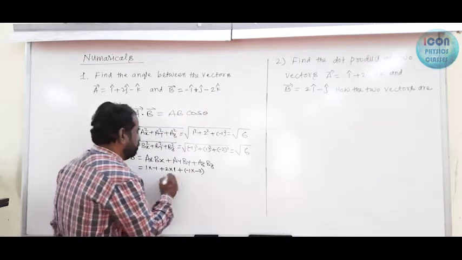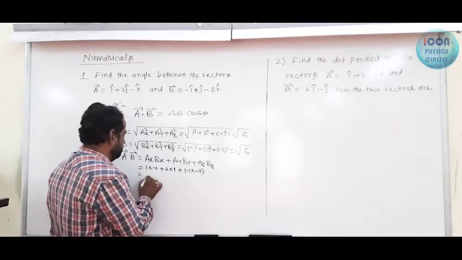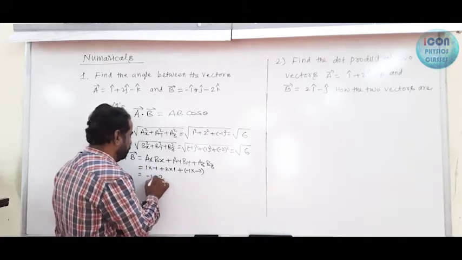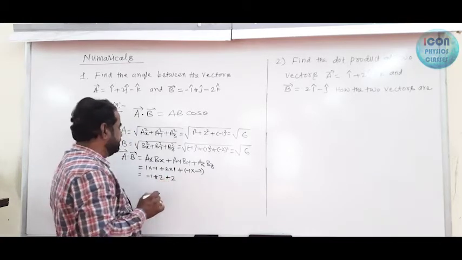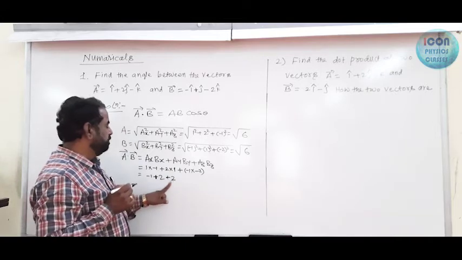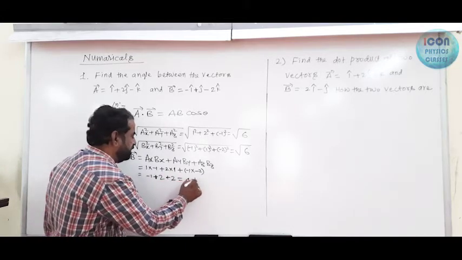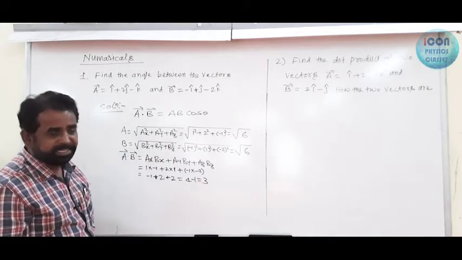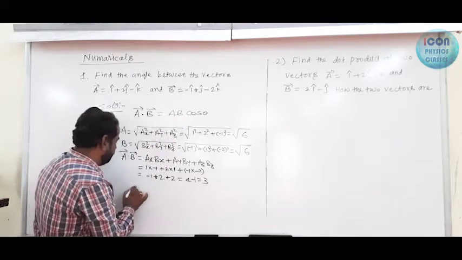So what is the dot product here? 1 into minus 1, minus 1. Product 2 into 1, 2. And minus minus plus 2. What is here? This 2 plus 2, 4, minus 1. That is 4 minus 1, equal to 3. Yes, do you understand? Then put in this formula.